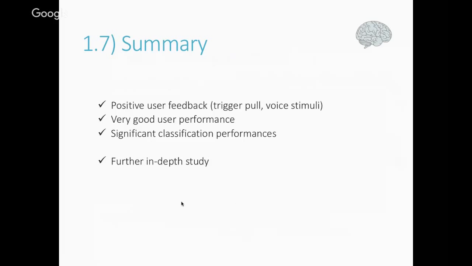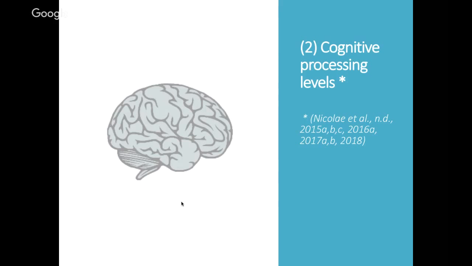So this was shortly the description of the first study. I'm looking forward to your questions at the end, and we can discuss further. And I will go over to the second approach, which relates to different levels of cognitive processing. And the idea is to have this in order to further decode the information based on different mental states.